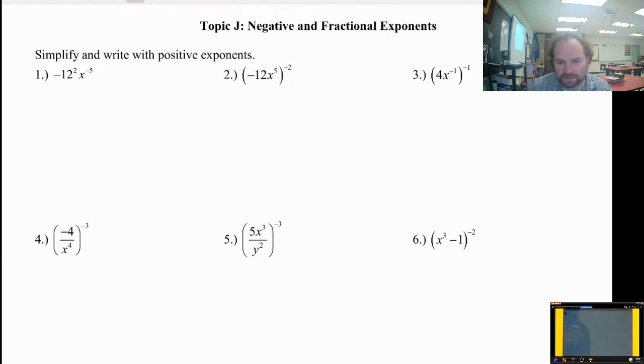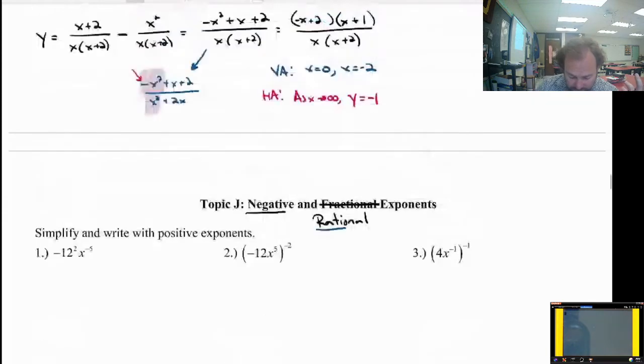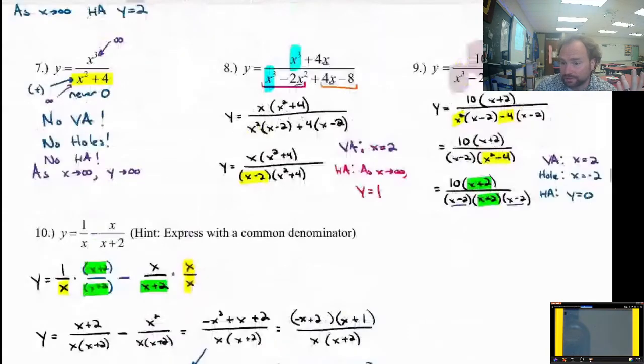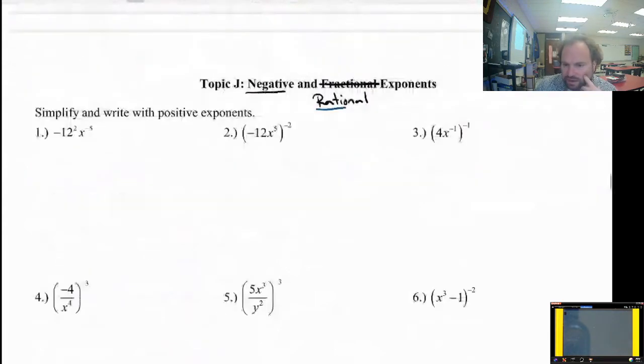Today we're talking about topic J, negative and fractional. I don't like the word fractional. I prefer the word rational. Rational is a word that you use in high school math to describe anything that's got a fraction in it. The root word is ratio, which means you have something to something comparison. So we had a lot of rational functions in the last topic. These are all rational equations because they are fractions. Today we're dealing with rational exponents.